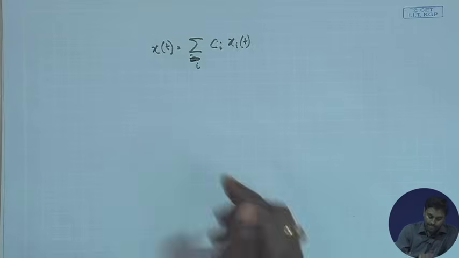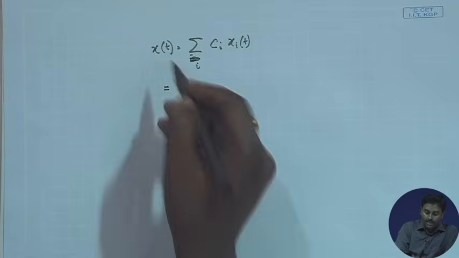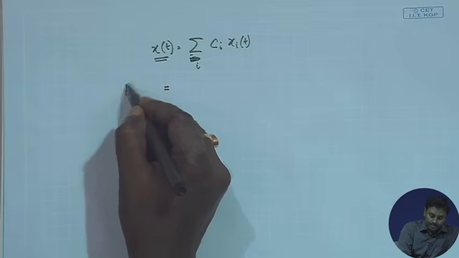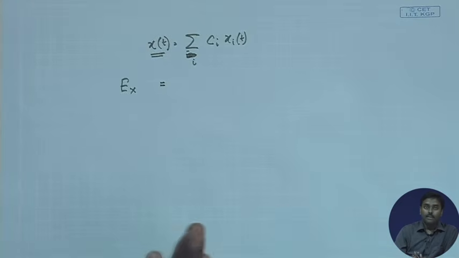So, if this happens, let us see the energy of x(t). Just take the previous example. If you have two signals orthogonal to each other, the energy is the addition of the individual energies. So, if I try to calculate the individual energy.